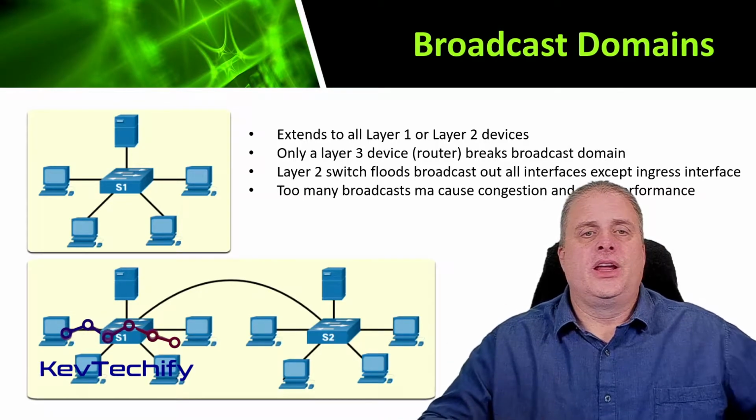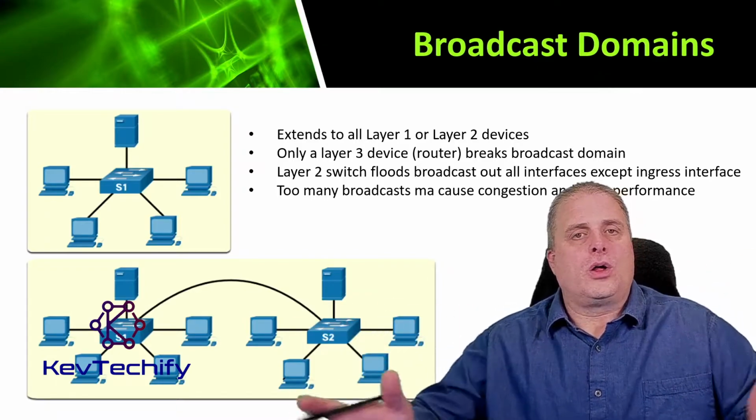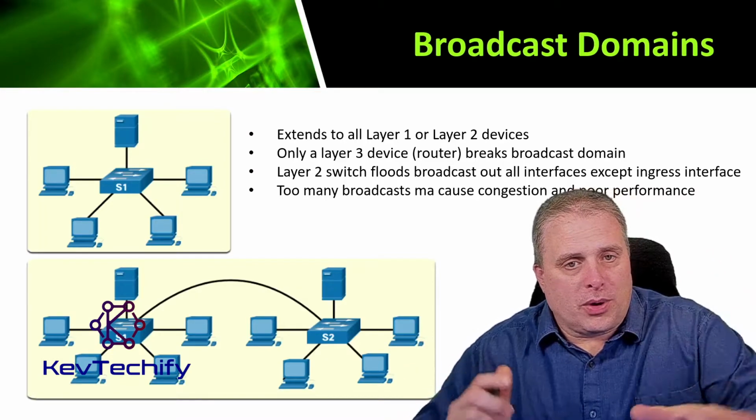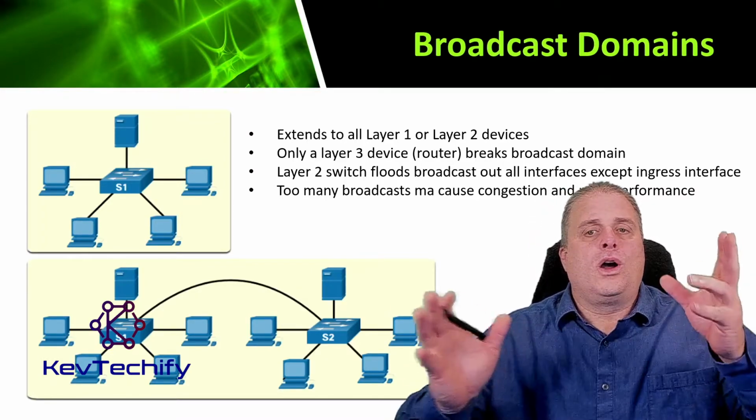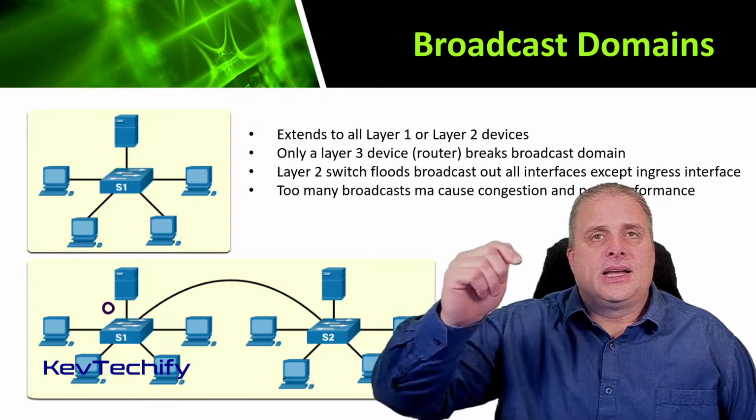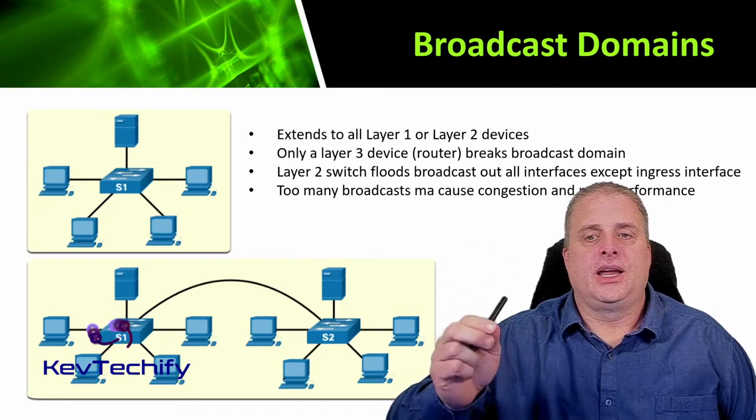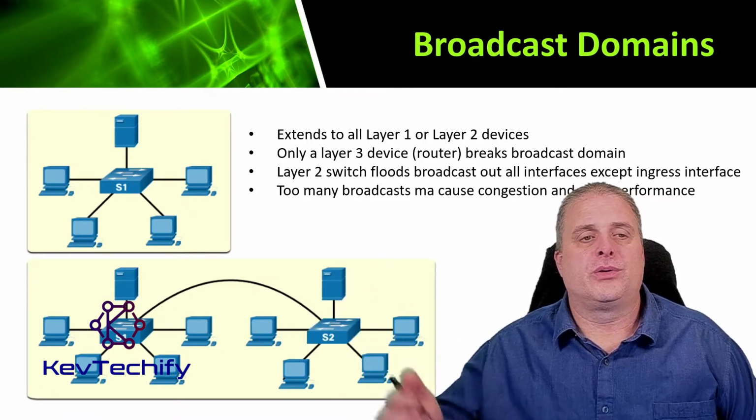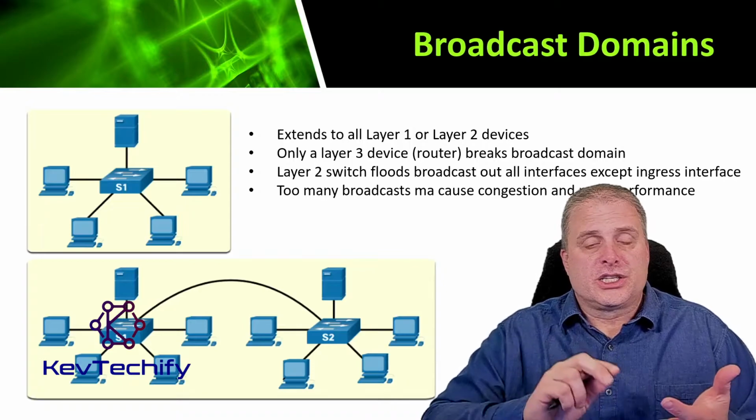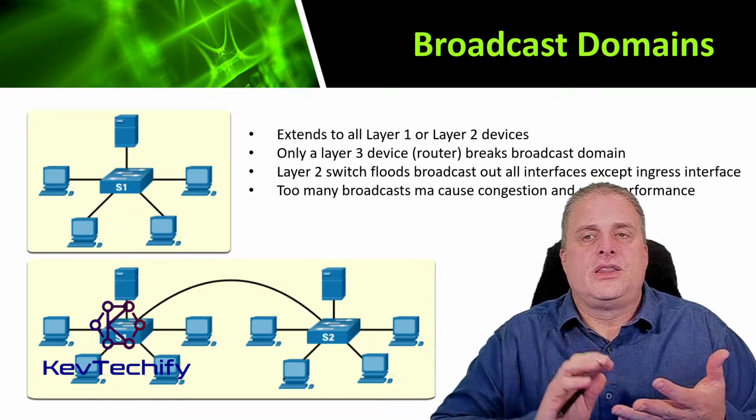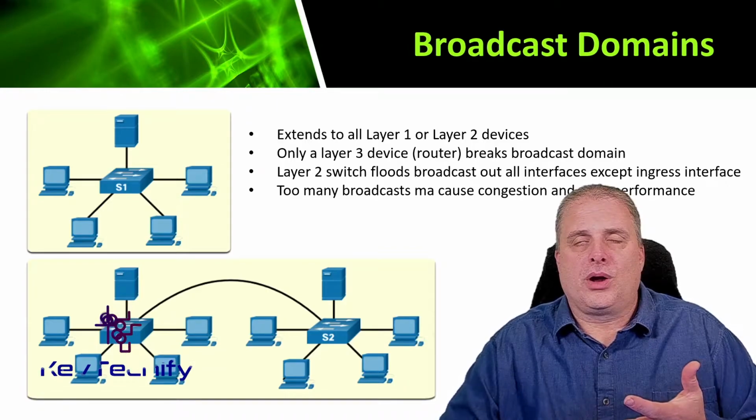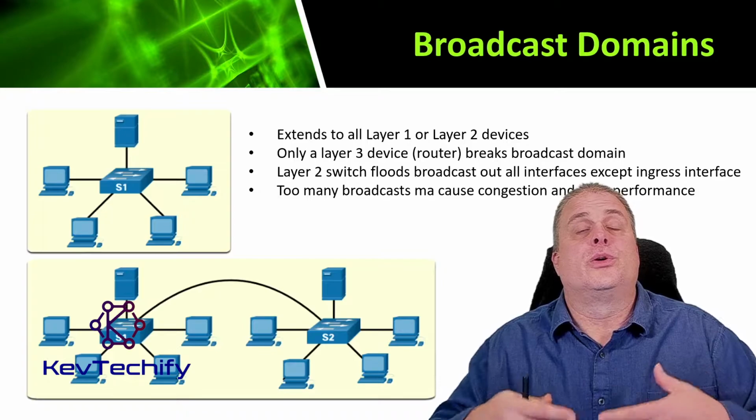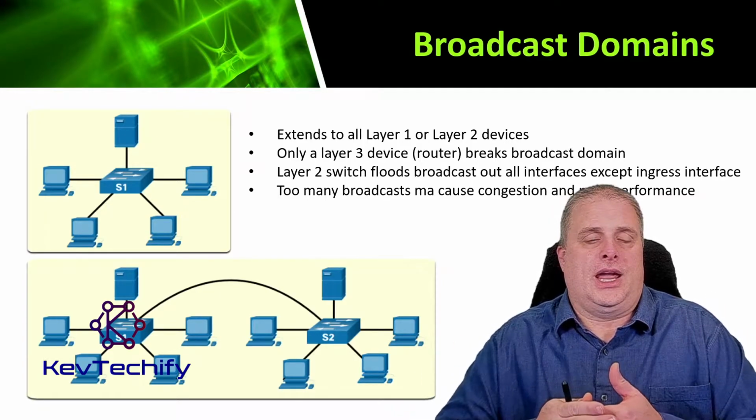A broadcast domain is where the broadcast can travel on your network from one device. The broadcast domain extends to all layer 1 and 2 devices. That broadcast happens typically on any device up to a layer 3 device, up to a router. End devices and switches all take the broadcast and propagate it through the network. As soon as it comes to a layer 3 device, to a router, that router stops the broadcast.